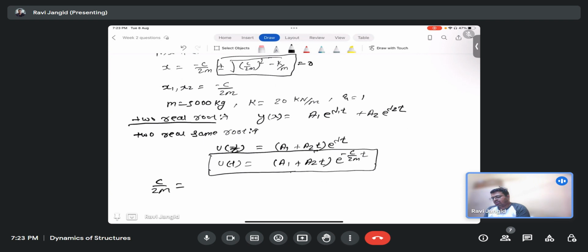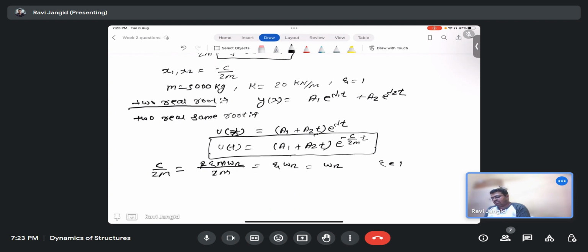What is my c? Zeta into omega n, 2 xi m omega n. Okay. And what is my 2m? So that 2 will cancel out. Someone told me I can write it as zeta into omega n. But here my system is critically damped, so my zeta will be 1. So that will become omega n only.